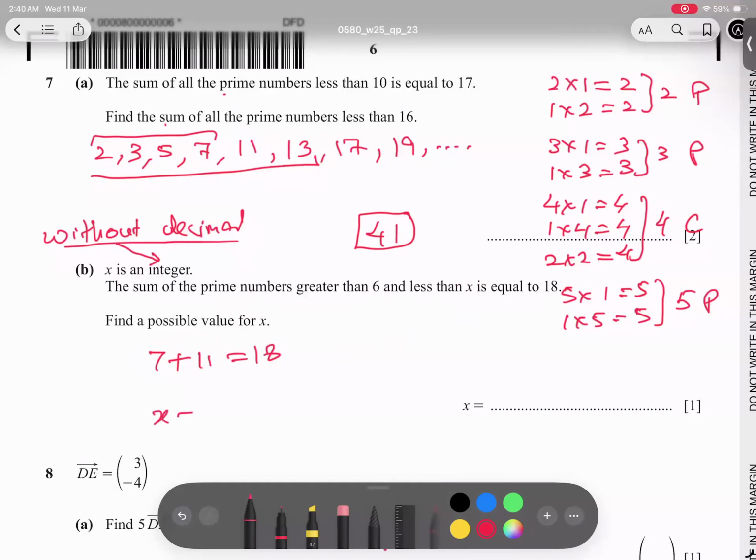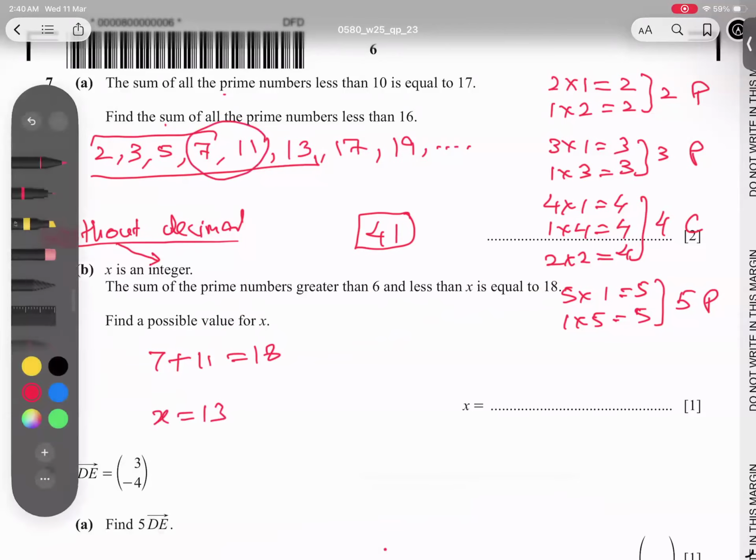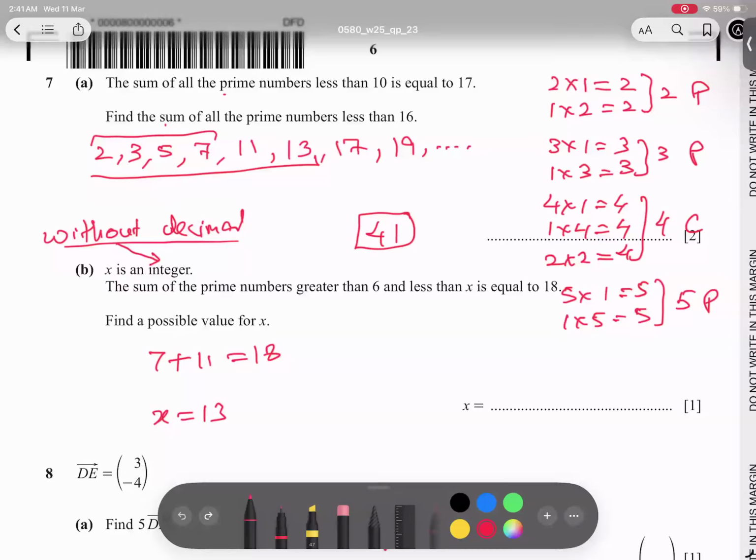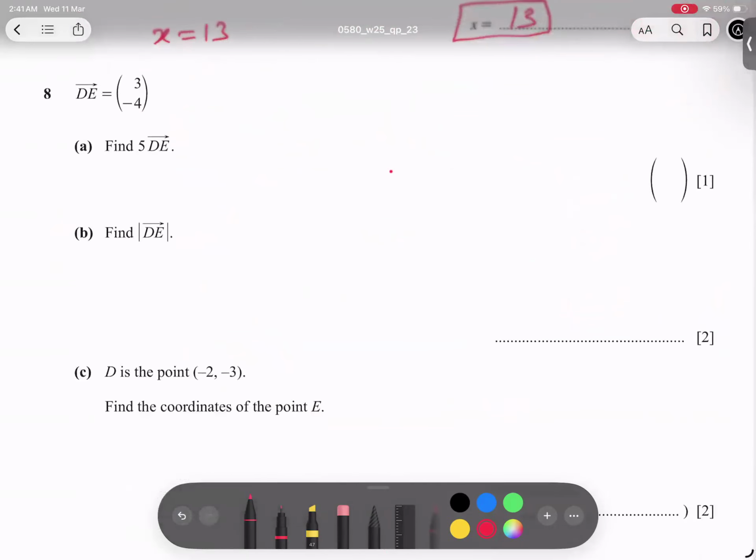How come? Check it, please. x could be 13 because if I add these two numbers, I must get 18. Both numbers are bigger than 6, and less than x, and the sum is 18. What number are we looking for? We can write 13; in the middle we have any number, could be 12 even, but because we are considering prime numbers here, it is better to write 13 only. I hope the point is very clear. Next question, number 8.